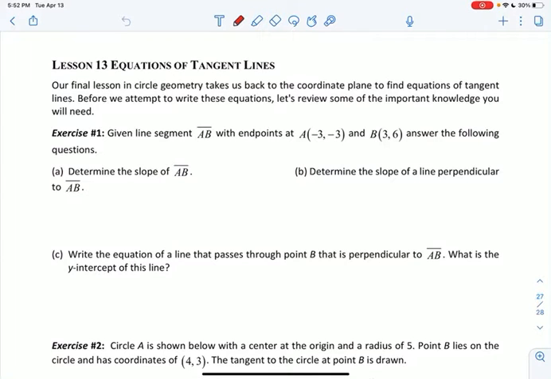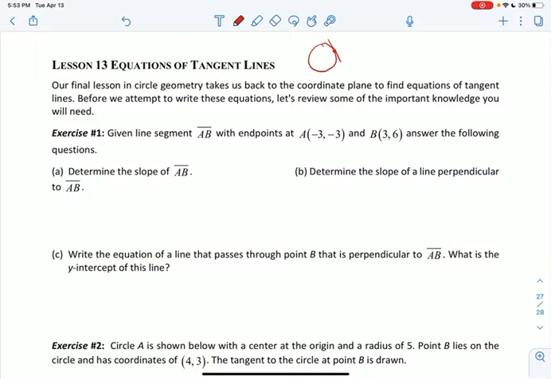Hi GOH, this is Circles, lesson 13, and this is the last lesson. Today we're going to talk about equations of tangent lines. Remember back when we defined tangent lines, when we first started circles, a tangent line is a line that intersects a circle in one spot only. Okay, so let's look at exercise 1.